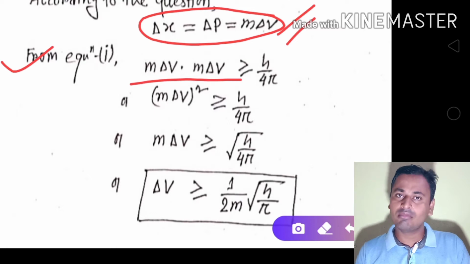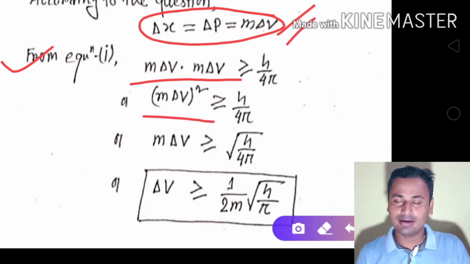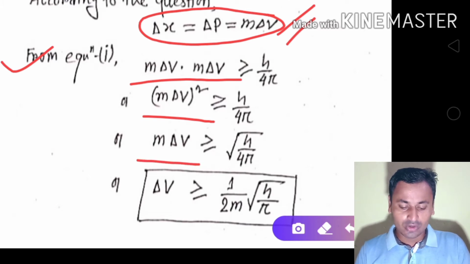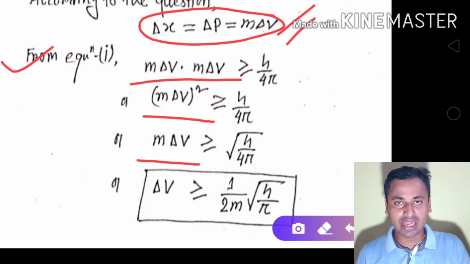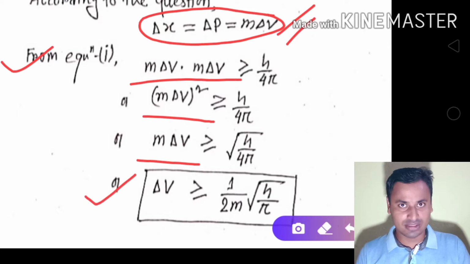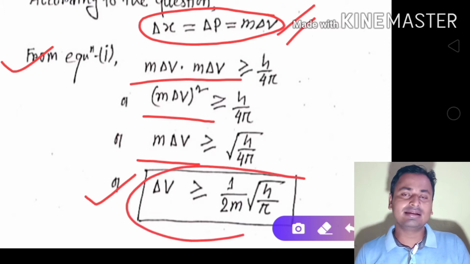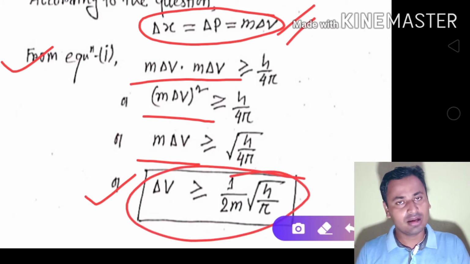So (m del v) whole square is greater than or equal to h by 4 pi. So m del v is greater than or equal to root of h by 4 pi. So del v, the uncertainty of velocity, is greater than or equal to 1 by 2 pi into root of h by m. That is the answer of the question.